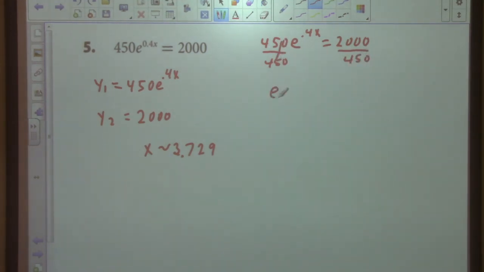So we have e to the 0.4x equals, and I can cut off these zeros. So what is this going to be as a reduced fraction here? 4.4444. Okay, that's the decimal version, but we'll say 4.444. You can get a fraction, but I think this is a good way to go, to put a lot of decimal places to it.